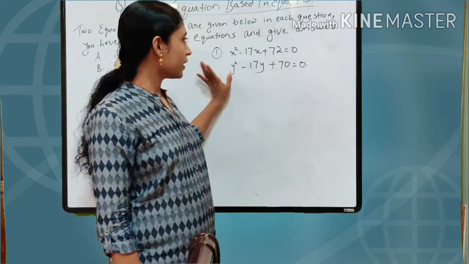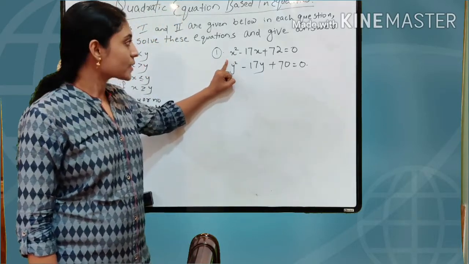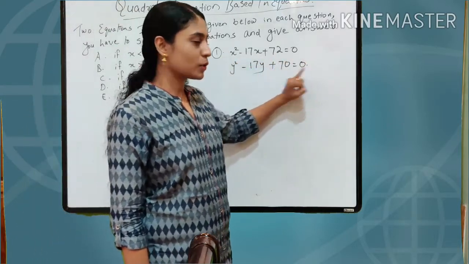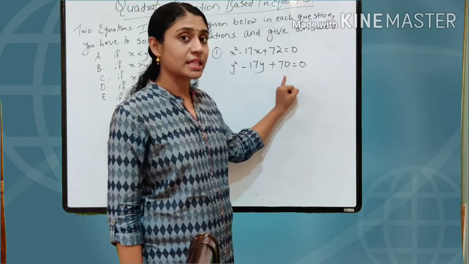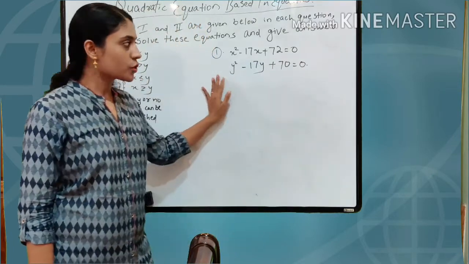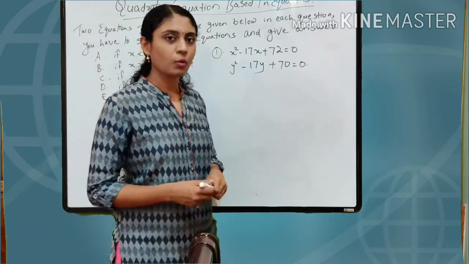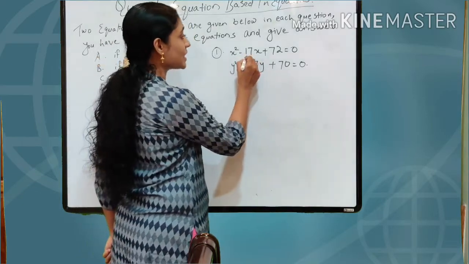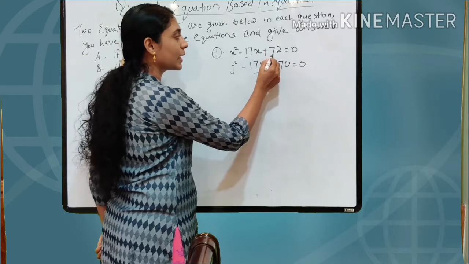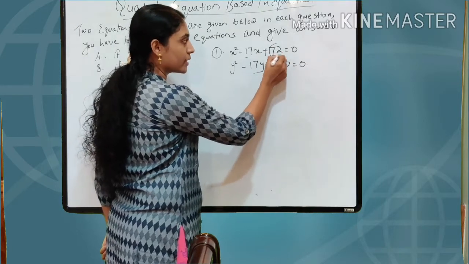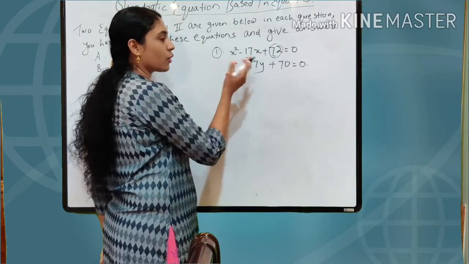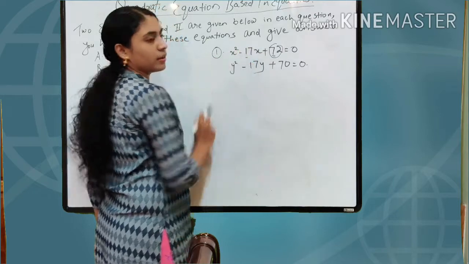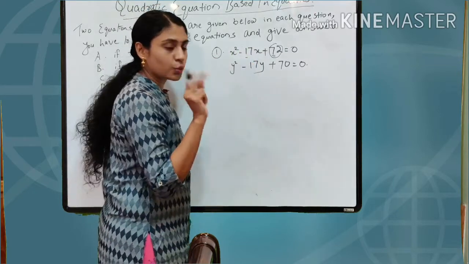The 2 equations are given below: x square minus 17x plus 72 equal to 0, and y square minus 17y plus 70 equal to 0. So you have to solve for x and y. How? First we can solve for x. So x square minus 17x plus 72. When you multiply, you have to get this 72, and when you add or subtract, you have to get 17 by using 2 numbers.